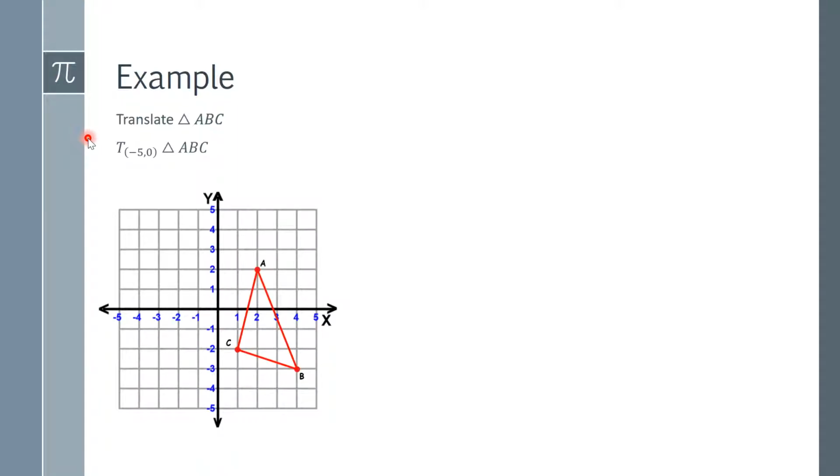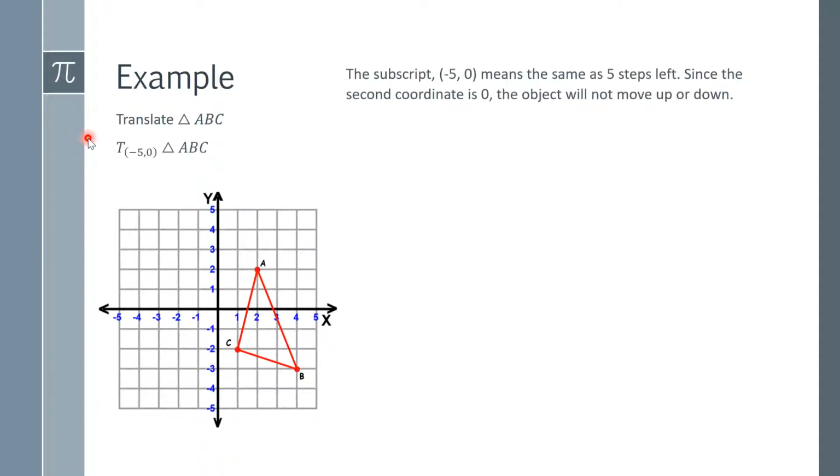So let's take a look at the figure. Here's triangle ABC, and the subscript (-5, 0) means the same as 5 steps to the left. Since the second coordinate is 0, the object will not move up or down. It's just going to move to the left. So we're going to count 5 steps left. So 1, 2, 3, 4, 5. Right there is where A prime is going to end up. B prime, same thing. Move it 5 steps to the left. And C prime, we're going to move it 5 steps to the left. So that is the translation, and there's the picture.